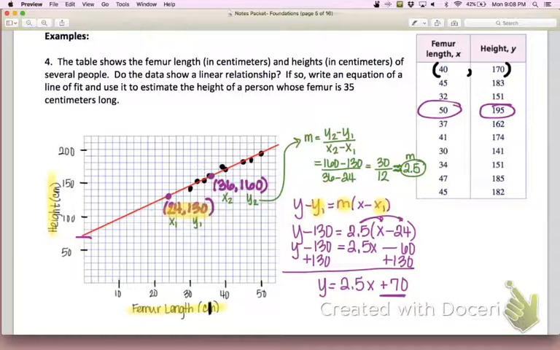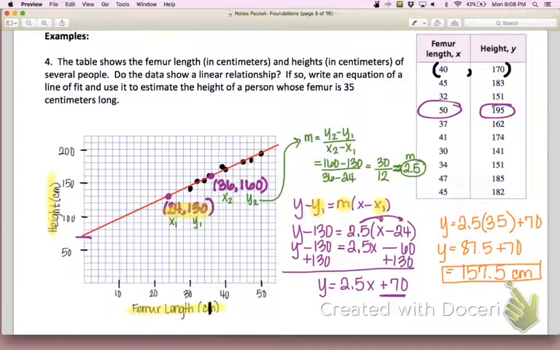If I want to see the height of someone whose femur is 35 centimeters long, then we are going to take 35 and plug it in for x because that's femur length. And so here's what we get. So I can expect a height of about 157.5 centimeters for a person whose femur is 35 centimeters long.